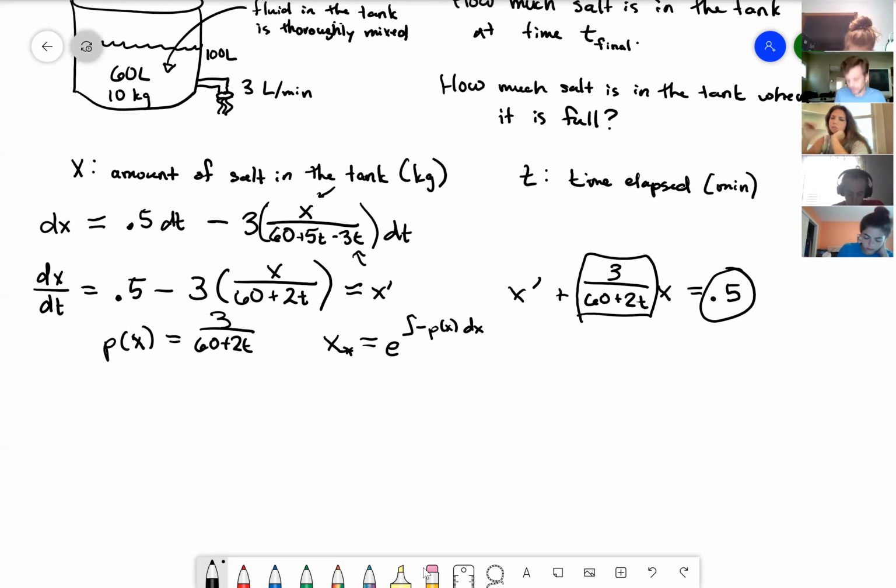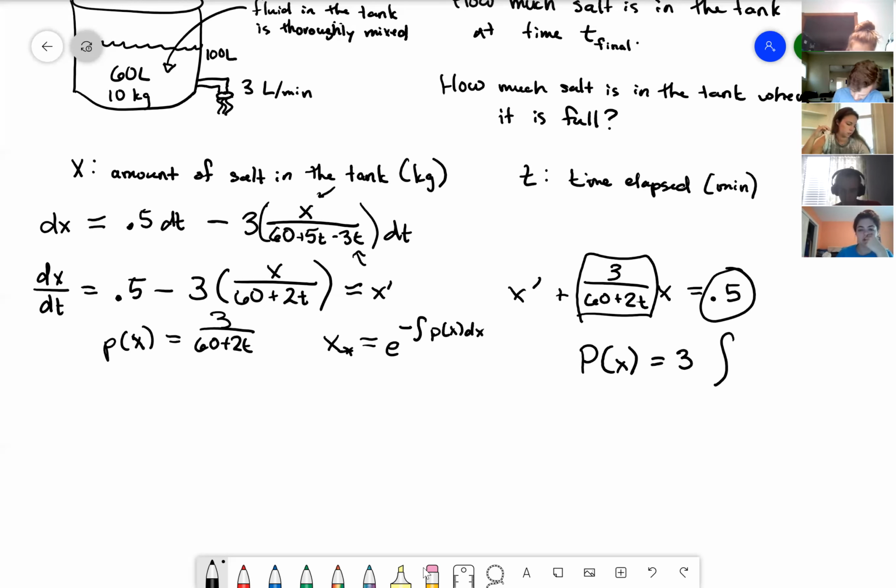So the integral of p of x, let me write this in a simpler way, minus the integral of p of x dx. I'm going to use capital P of x to denote some antiderivative of little p of x. So the antiderivative of this is, I want to write this out just so you can see the steps. I'll pull out the 3. And I will write this as 1 over 60 plus 2t dt, leaving a little space in front of dt, so I can do u substitution.